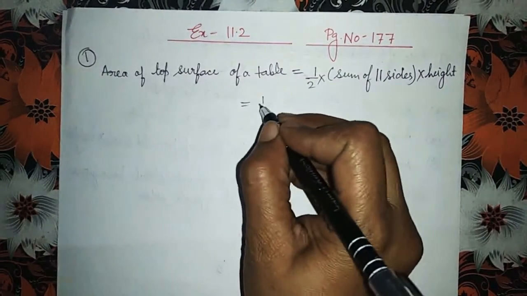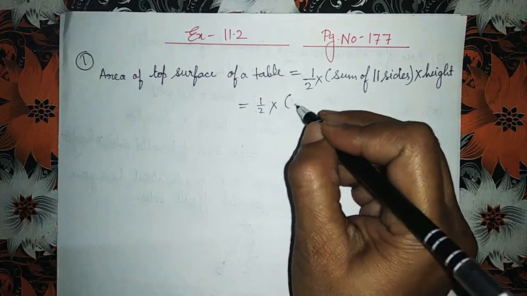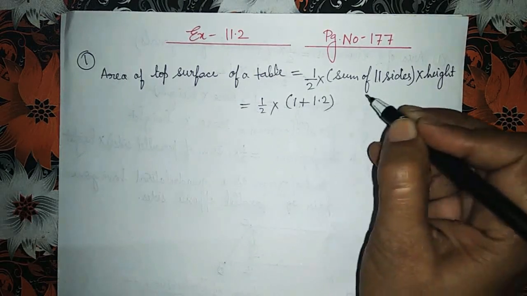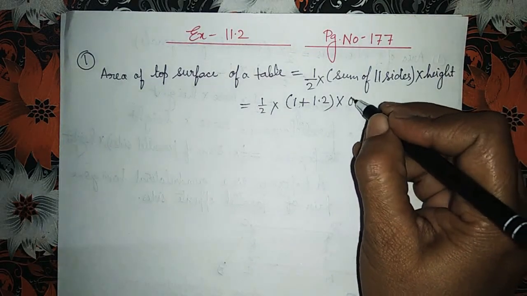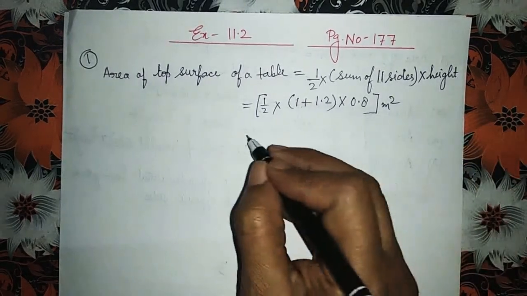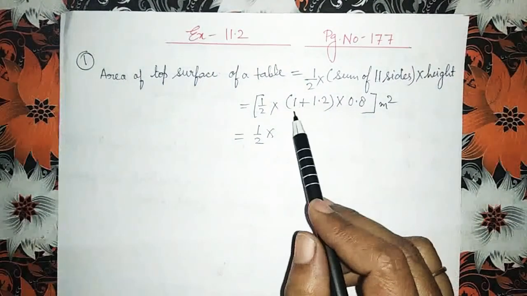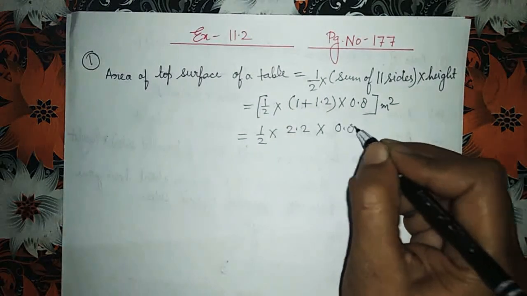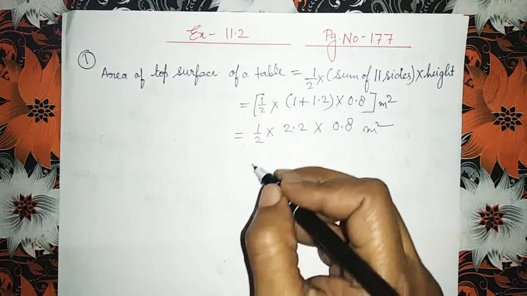Okay, now here 1/2 into sum of parallel sides. Here the length of one parallel side is 1 meter and length of other side is 1.2, and here height, or you can say distance between the parallel sides is 0.8 meter square. Okay, meter square. Now 1/2 into, for this step 1 and 1.2 we will add. Here we will get 2.2 into 0.8 meter square. Okay, now we will simplify this.